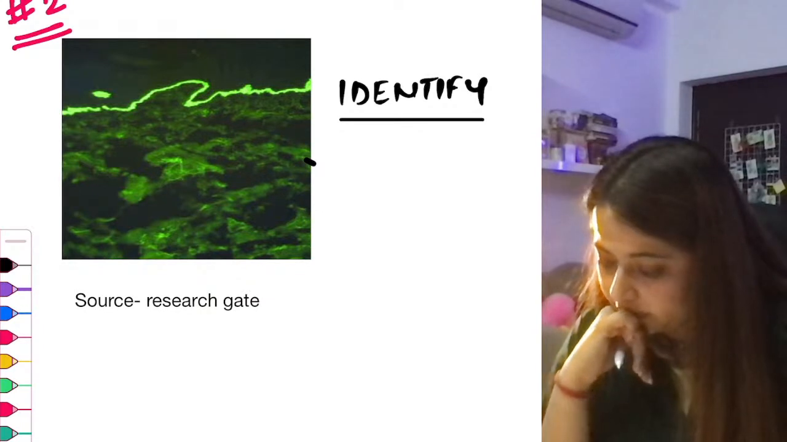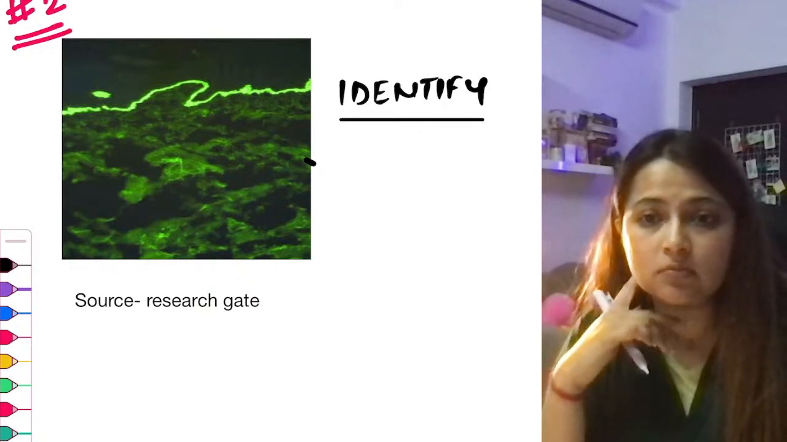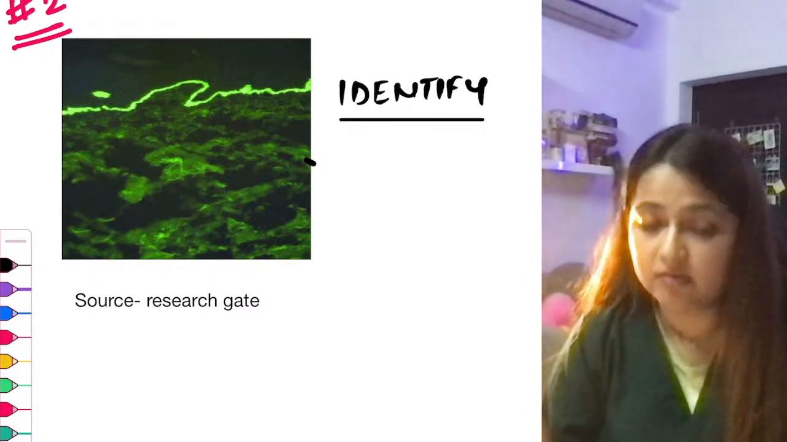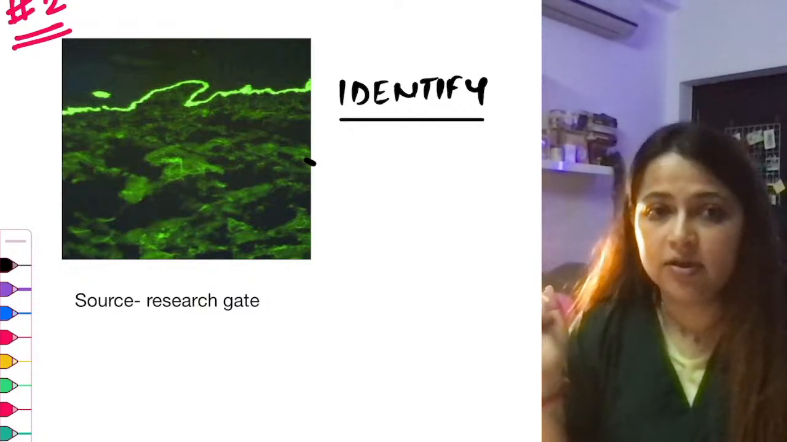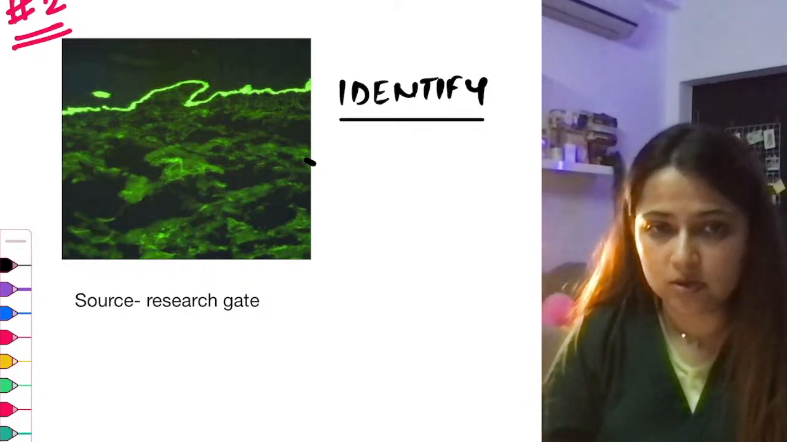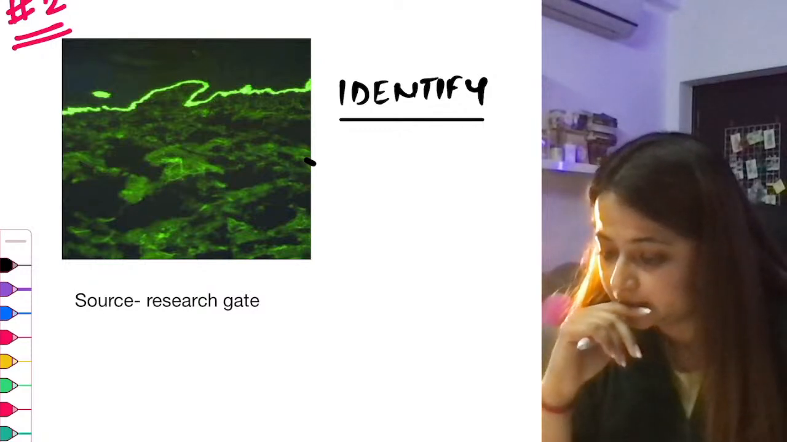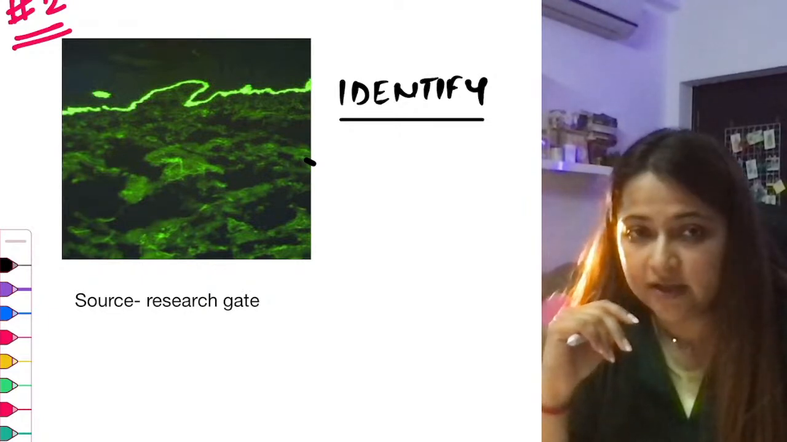Anyone? What is this picture showing? Okay, immunofluorescence picture. So what would be your diagnosis here? Supposing I tell you this is the autoimmune blistering disorder, or the patient is having blisters, okay? So which answer will you mark here? Yes? Okay. Akash, what is the diagnosis?